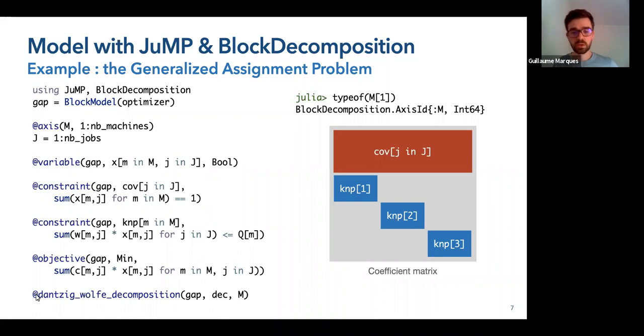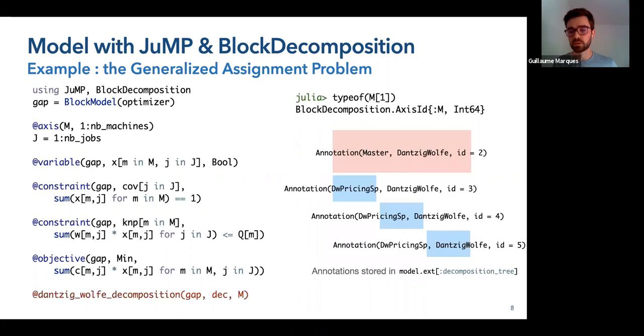And at the end, we do a Dantzig-Wolfe decomposition over the machines. So this macro here will create one annotation for each problem. And these annotations are stored in a tree. So the master will be the root node, and the Dantzig-Wolfe pricing subproblems will be the leaves. So in fact, it's not very useful when you do simple decomposition, but it will be useful with a nested decomposition. And here dec will be a new variable that points to the root of the decomposition tree.